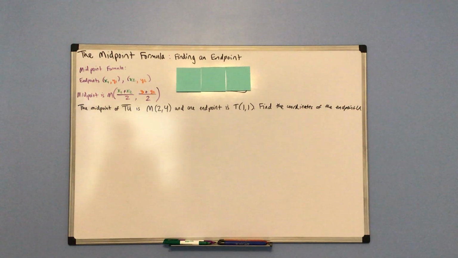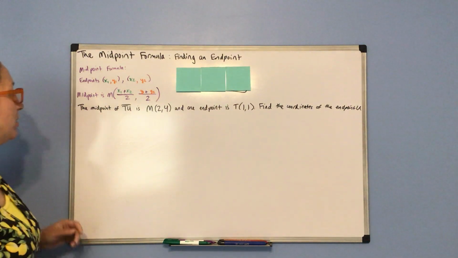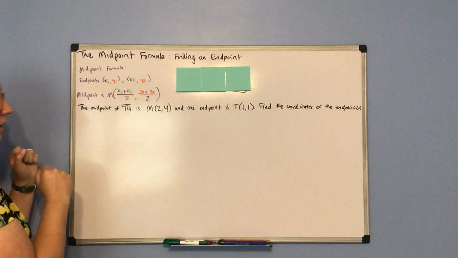Hey there. We're going to be looking at finding an endpoint when you've been given a midpoint and the other endpoint of a line segment. So hopefully you've already watched the first part of these videos, which talks about the midpoint formula. If you haven't, or if you just want a quick refresh, here's how it works.